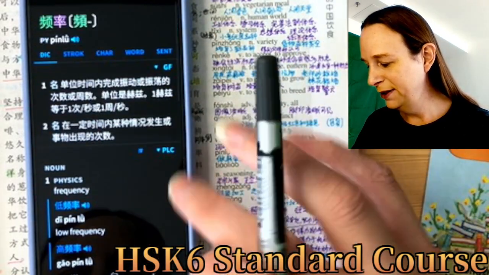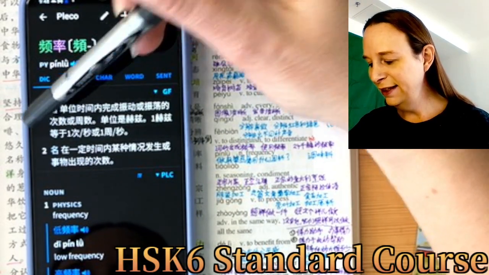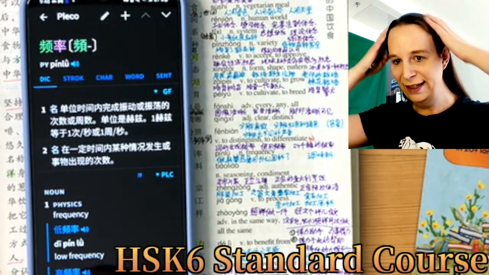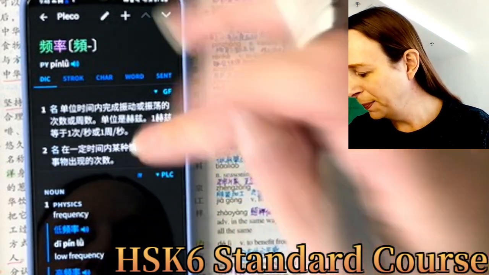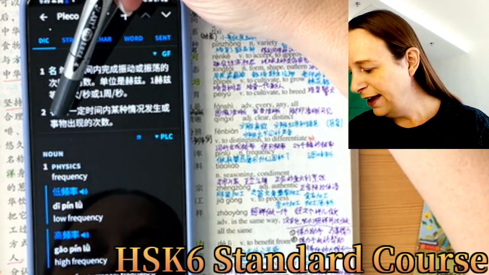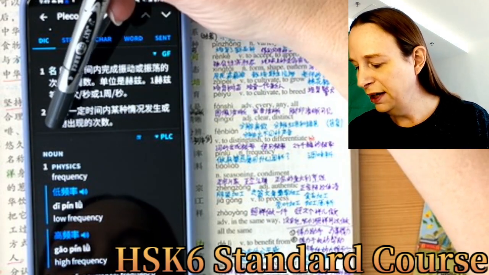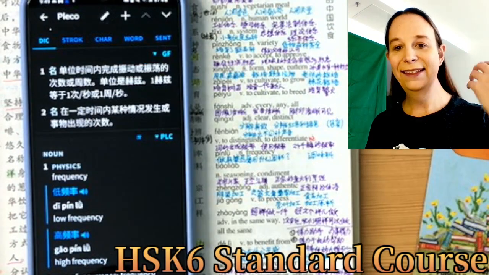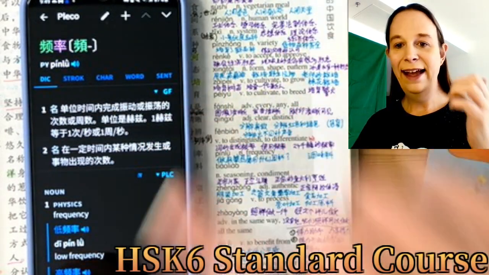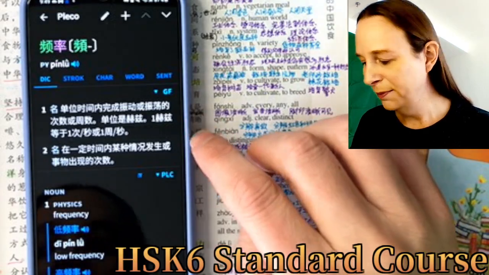In Chinese there's 2. 赫兹是它的单位，对吗？1赫兹等于1次每秒或1周每秒。1 hertz, it occurs once per second. 在一定时间内，某种情况发生或事物出现的次数。This is in physics how often it occurs every second, and this is how many times it occurs during an interval. So 2 concepts. Same as English.